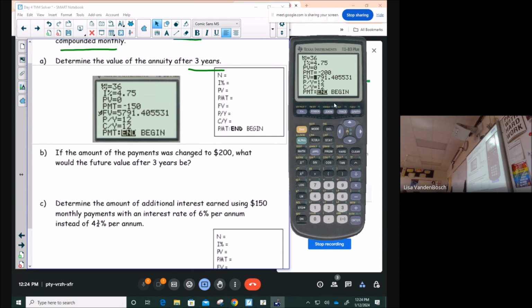And then you're going to go down to your future value. And then what do we press? Alpha, enter. So instead of $150 a month, we're putting in $200 a month. And now we're coming out with over $7,700.